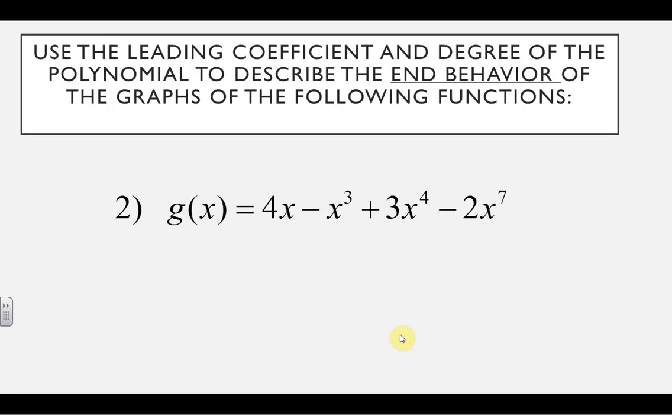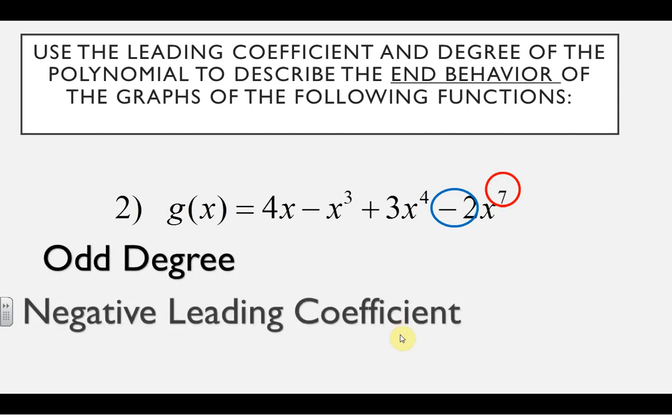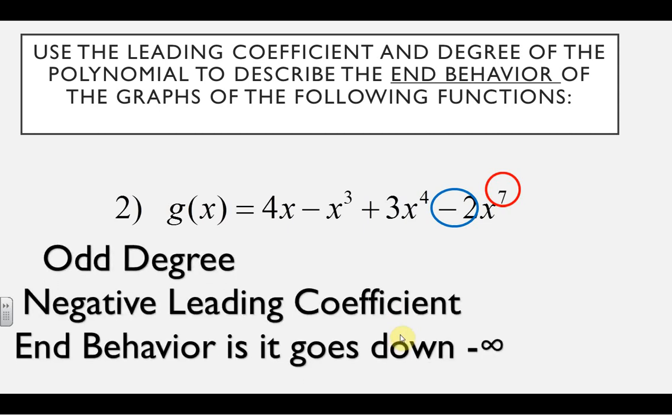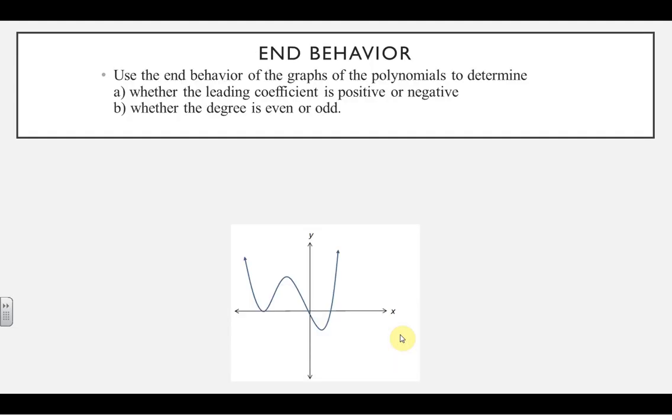Now be careful. Sometimes we trick you and don't put it in standard form. So you've got to look and say, where's the highest degree? There it is. That highest degree is 7, so it's an odd degree. I know they're going to end in opposite directions. What's the leading coefficient? It's negative, so I know it's going to end down. So it's odd degree, negative leading coefficient, and the end behavior is down.